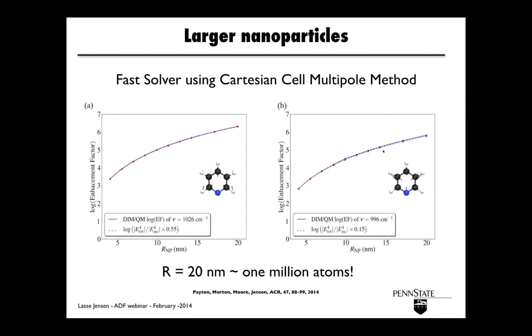That's actually taken into account in the DIMQM model, but for this standard electric field, there's no information about the normal modes. It will be identical in these two cases. So the radius of about 20 nanometers, which is about 1 million atoms, is about where you get saturation of these curves.